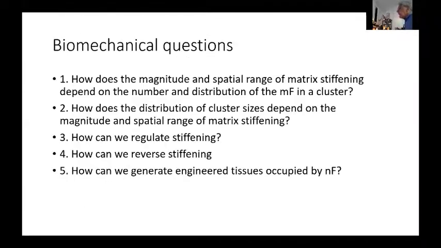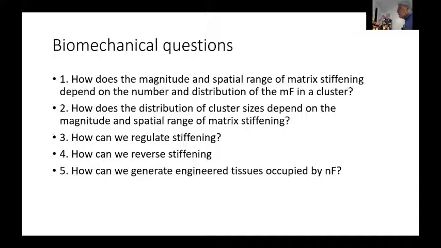and the strength of the interaction S. And then there are also biomechanical questions, which one can answer by doing experiments and comparing with the results of the numerical model. And one thing that we certainly have to find out in the next stage of this investigation is how does the magnitude and spatial range of matrix stiffening depend on the number and distribution of the myofibroblasts in the cluster. This is something that can be answered experimentally, and somebody needs to look at that.